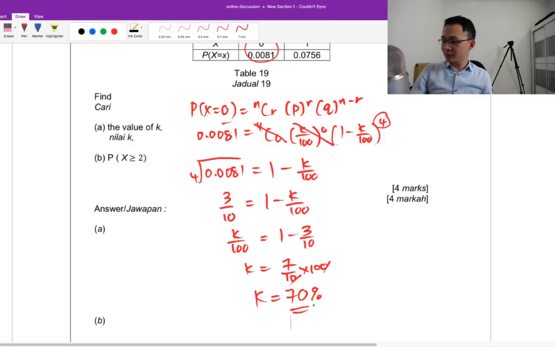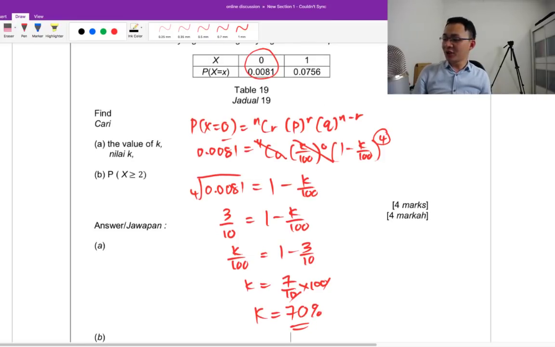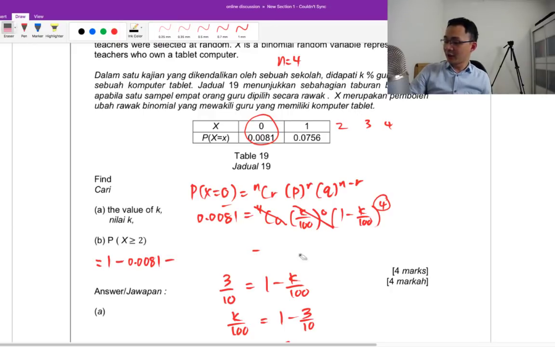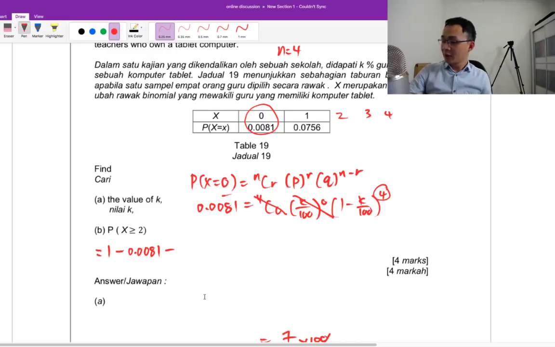And then the question asks about when x is bigger than or equal to 2. Over here you have 2, 3, and 4, but you don't have any values. But what I know is that 0, 1, 2, 3, 4, all the probabilities added together will equal 1. So in order to do this, I will use 1 minus both of these: minus 0.0081, and then minus 0.0756, because all the probabilities for 2, 3, and 4 added together will equal 1 minus those.